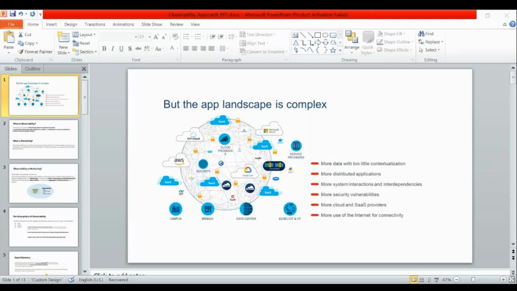The main thing is that we always keep knocking the door with the three pillars of observability: logs, metrics, and traces. These are all part of the telemetry data.